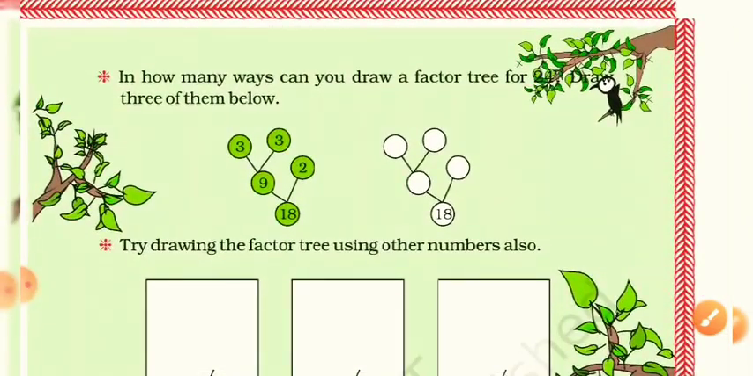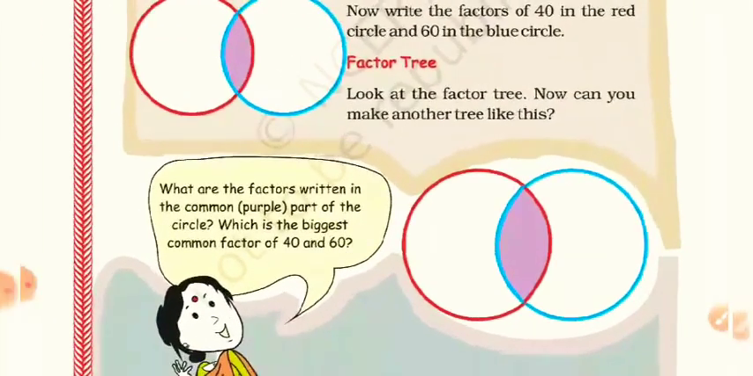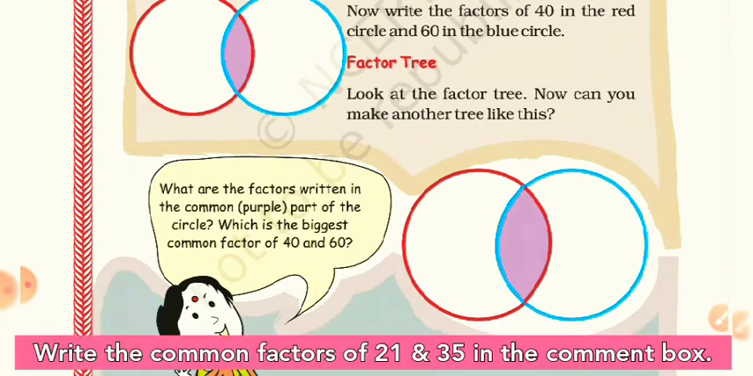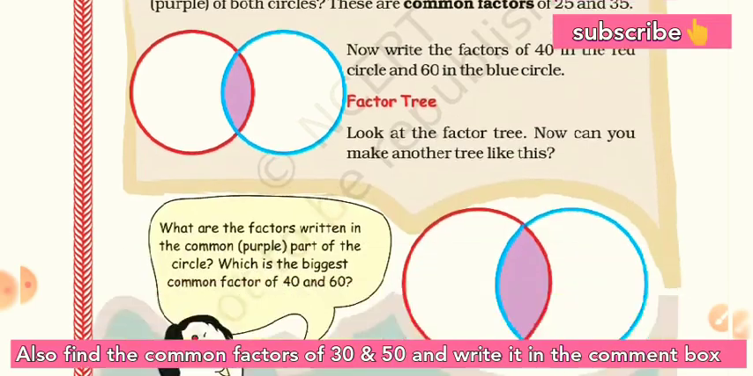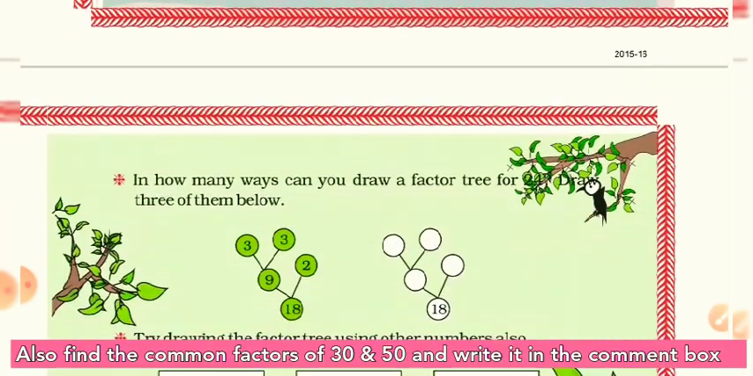Yes, it is factor tree, but before going to factor tree I want to give you 2 questions for your practice. First, tell me the common factors of 21 and 35. First you will find them, then write the common factors in the comment box. I will definitely check it. The second question is also related to common factors: find the common factors of 30 and 50. Write the common factors of 30 and 50 in the comment box. I will definitely check it, and I will reply as well.